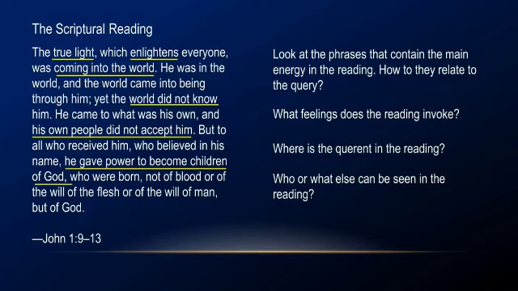When we look at the scripture reading, this is the scripture reading that I received, and what I've done is underline words here that kind of jump out at me as being pregnant with meaning, given the question that I was asking. So the full reading is John 1:9 through 13, and some of the things that I've highlighted there are true light, enlightened, coming into the world did not know him, his own people did not accept him, but he gave power to become children of God. So you want to look at these phrases and see which ones contain the main energy in the reading, and how do they relate to the query that you posed.